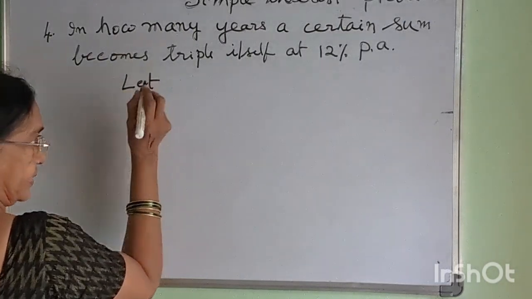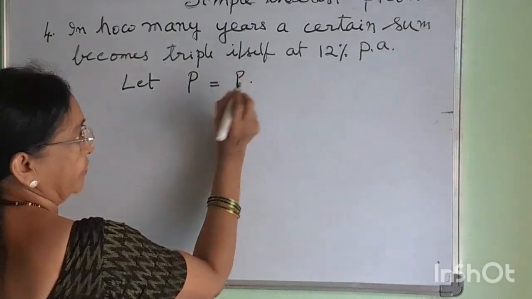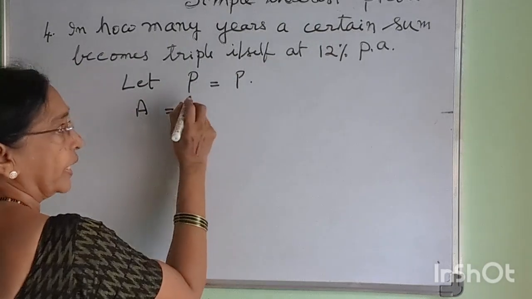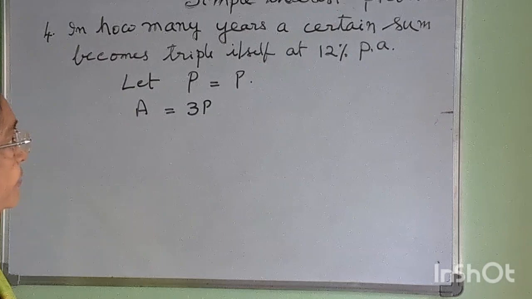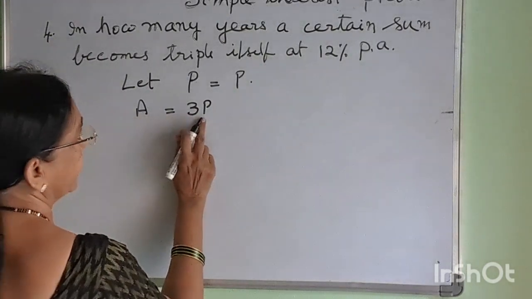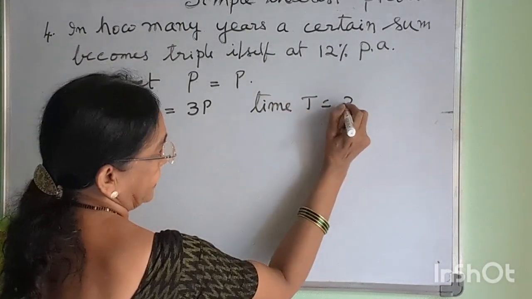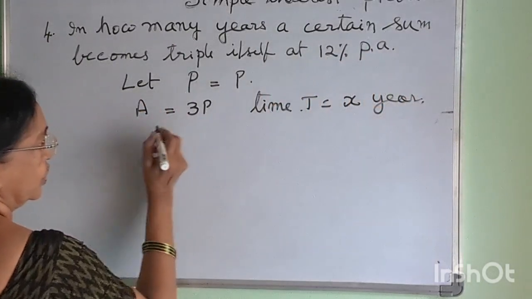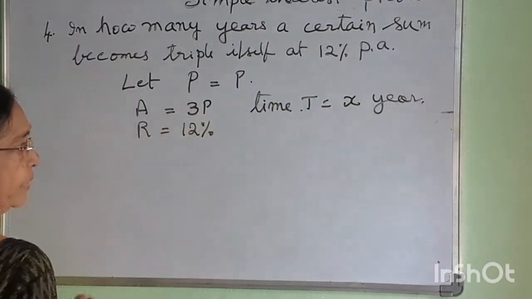In how many years does a certain sum become triple itself at 12% per annum? Let the sum, that is the principal, be P itself. Principal is equal to P. Then the amount triples, because the principal triples itself in a certain time. So amount is equal to 3P. Number of years, that is time, is equal to X years. Rate of interest is 12% per annum.